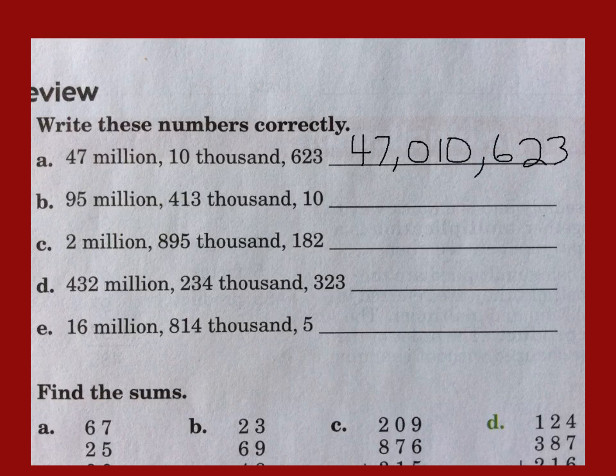Let's do B. B says 95 million, 413,000 and 10. Well, I wouldn't just write 10 here, because in between each comma you've got to have 3 numbers. Just like between here and here, we have 3 numbers, and here 3 numbers. Now at the very top of the number, it may be shorter. But in between each comma, you need to have 3 numbers. And so we don't just write 10 here, because there's only 2 numbers there. But we write 0 and then 10. And then we've got our 3 numbers from the beginning and the comma.